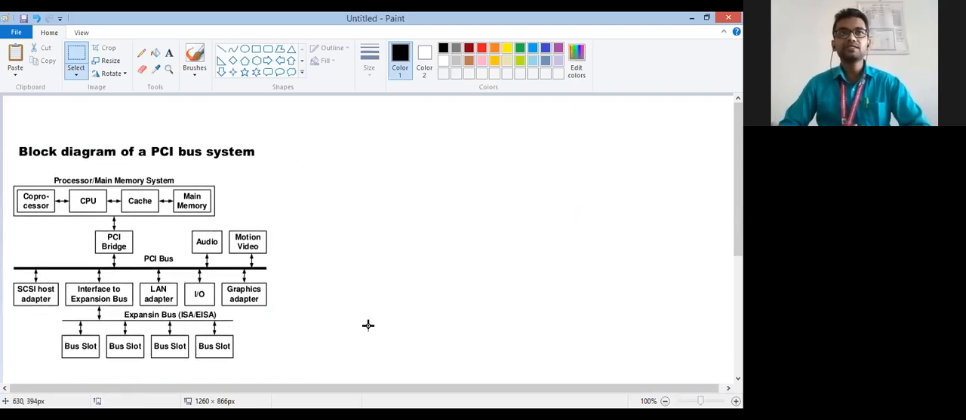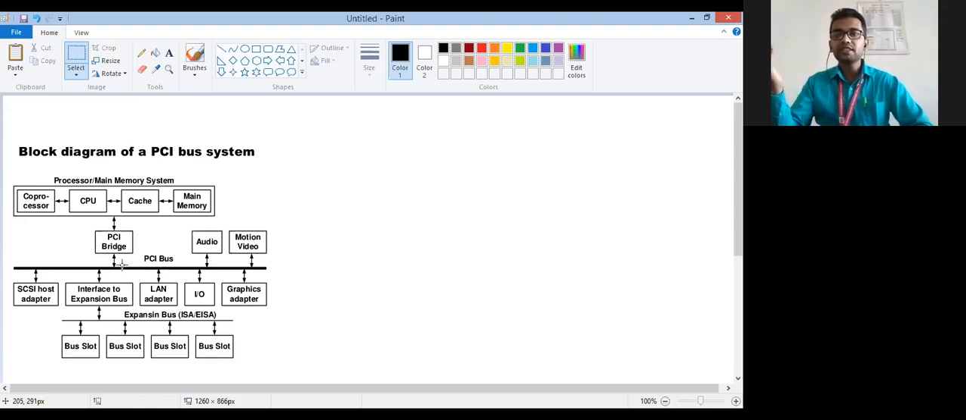In this PCI system, this is the main processor, this is the bridge. This bridge transfers data from the bus to the processor and from the processor to the bus. Suppose you are surfing the internet. Whenever you click on some website, that data goes from the processor to the PCI bus, and through the LAN adapter it goes out to the world of internet.